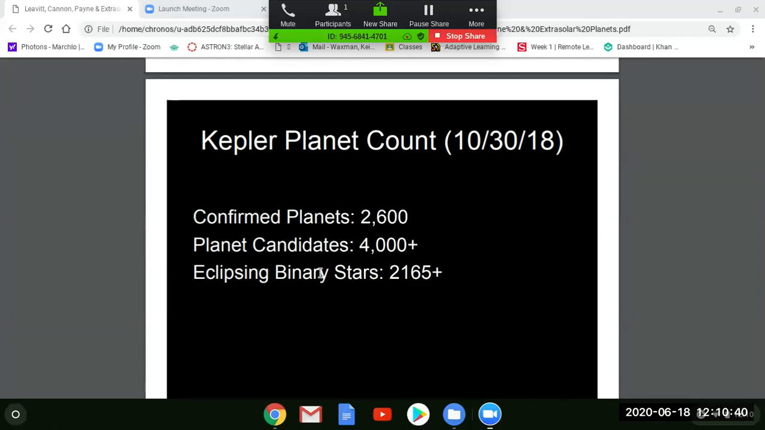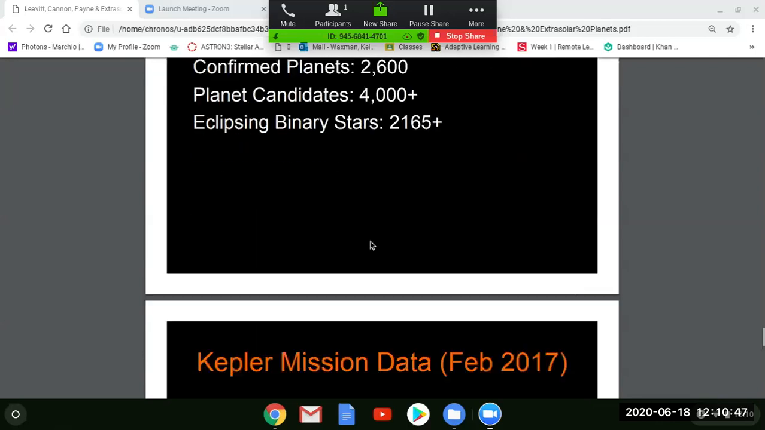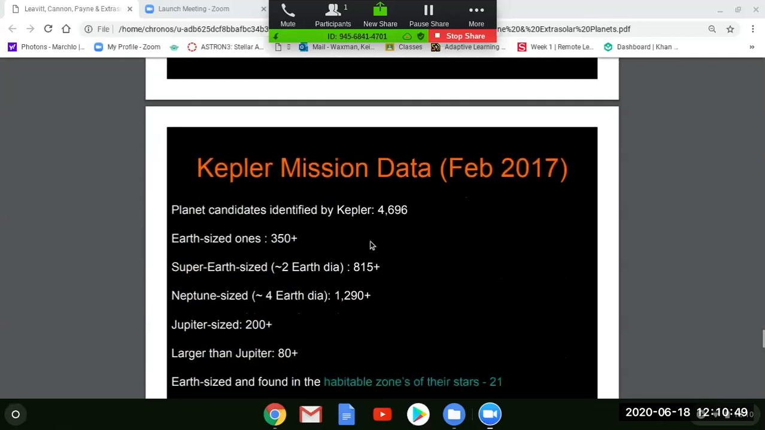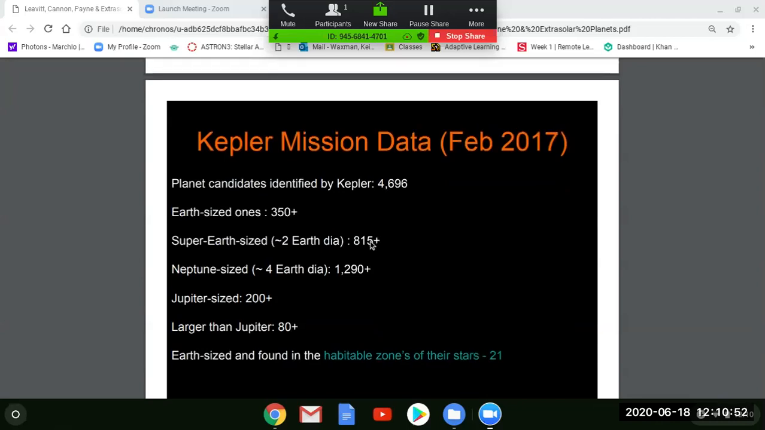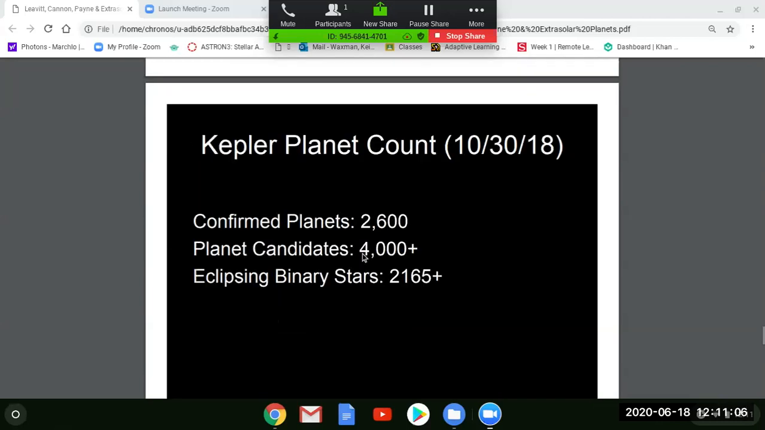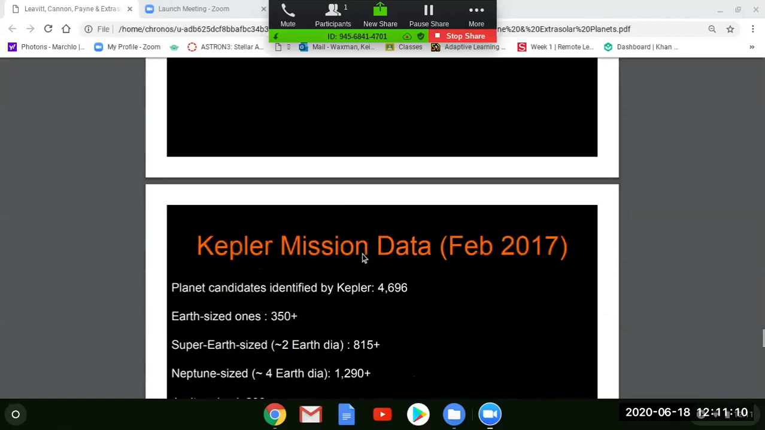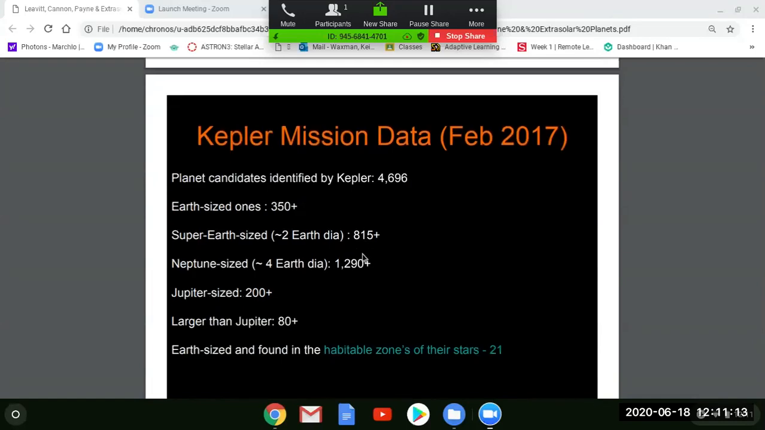Now, it found some eclipsing binary stars where two stars were blocking each other out. And so it found some of those. But look, confirmed planets. And as of February of 2017, just a little bit before that, here are planet candidates, Earth-sized ones. It found 350 the size of the Earth. Super Earths, a little bit bigger than the Earth, over 815. Again, there's data. You're not going to have to remember this data. I don't even remember this data. Just know we found a lot of planets this way by using transits, especially with this Kepler mission.